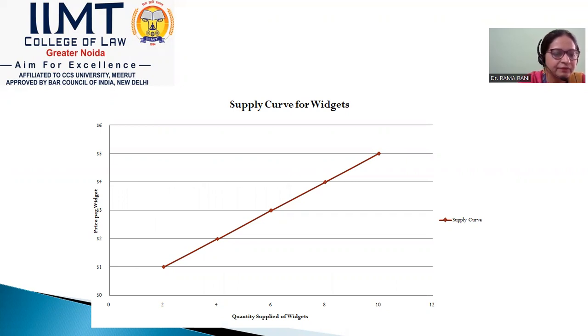If the price of a particular commodity is less, then the supply is also less. And as the price gets higher, the supply also increases. So it shows the positive relationship between the price of a commodity and the supply of a commodity.